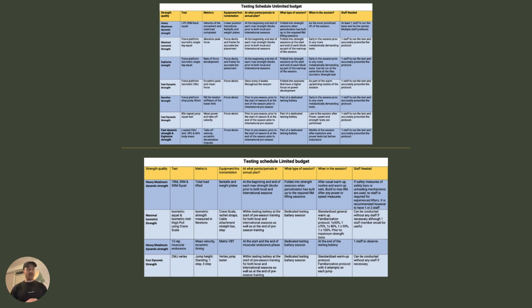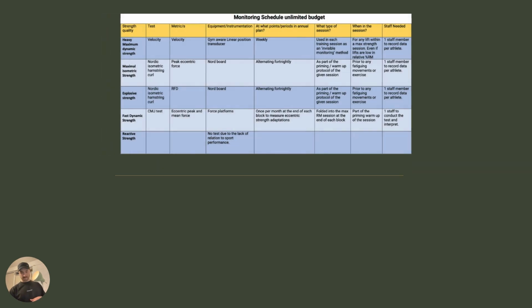Heavy maximum dynamic strength, once again, we could be using with velocity-based training through one of your phone apps, which is much cheaper. And then fast dynamic strength, we could use a counter movement jump as well and just get some data from the jump height there. However, maximum strength has been identified as one of the most contributing factors to performance in snowboard cross riding.